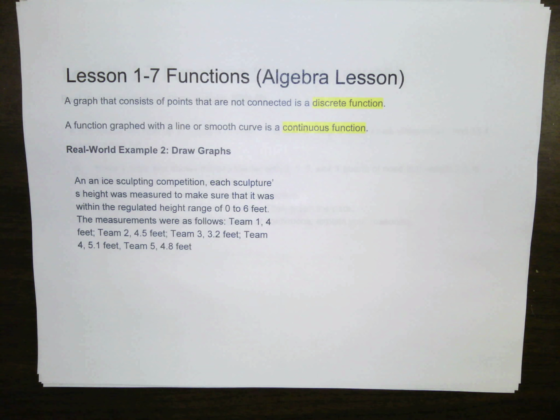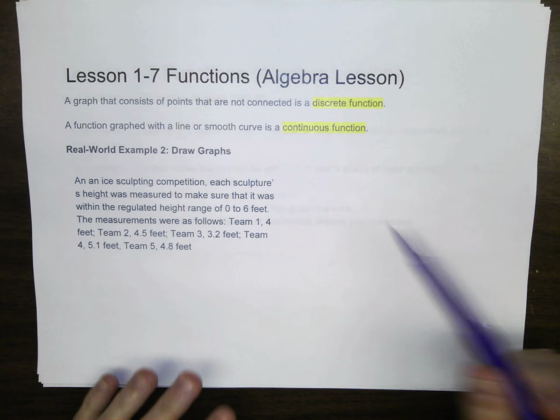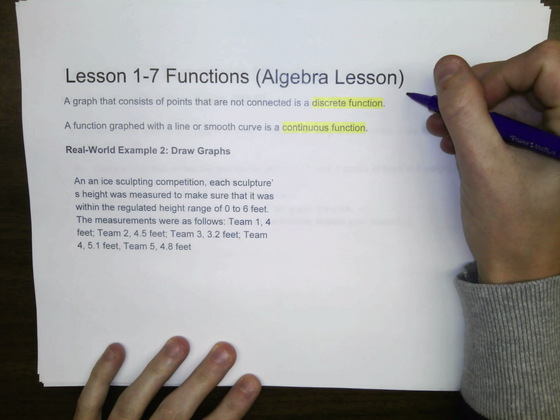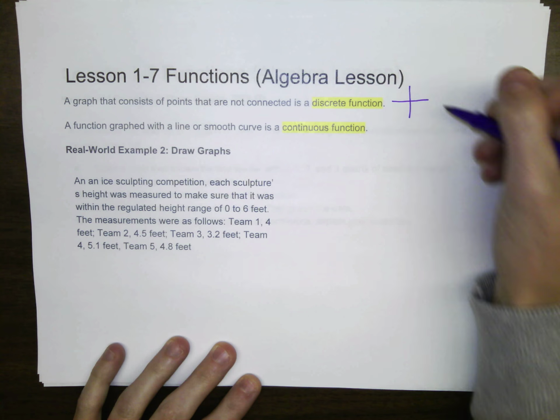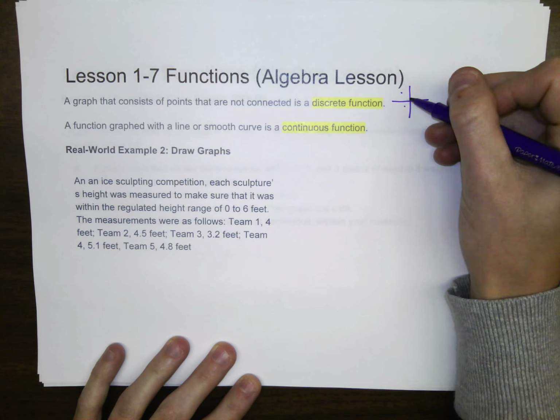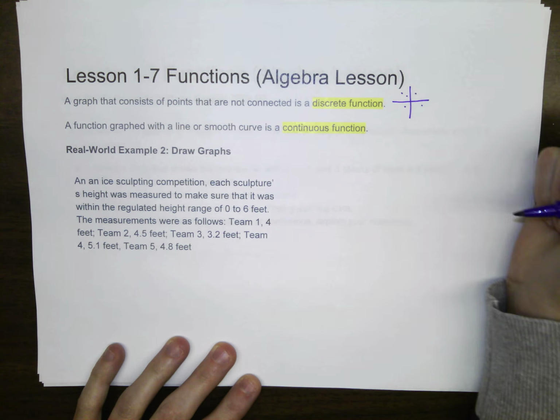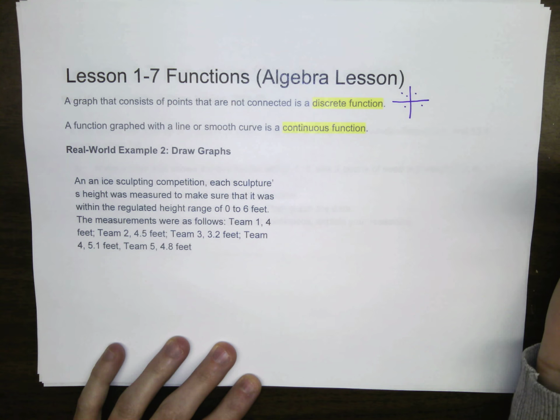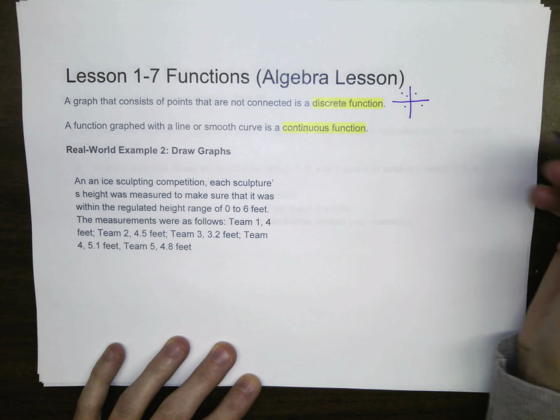Two more vocab words: a graph that consists of points that are not connected is a discrete function. So you may have a graph of points like this. That would be considered discrete. They're not connected to one another. They're each their own point.